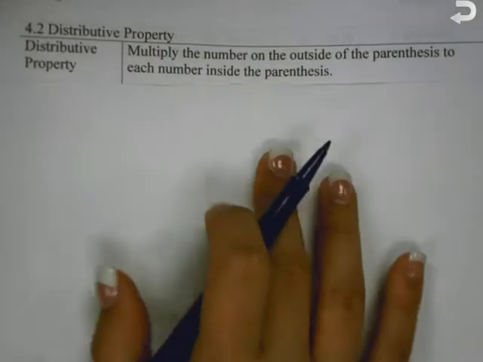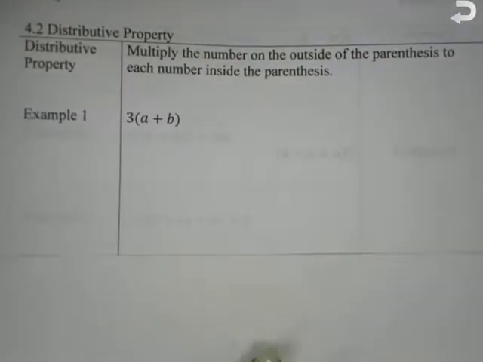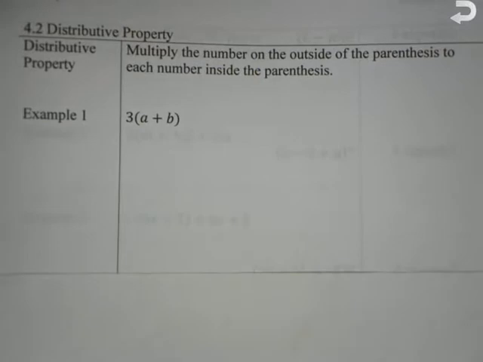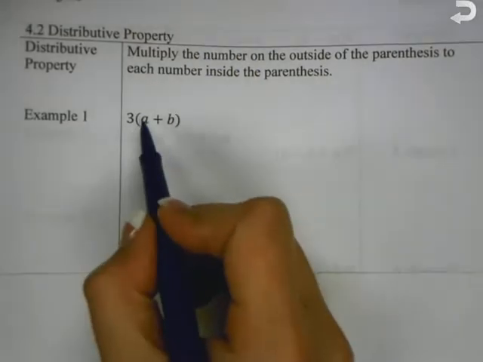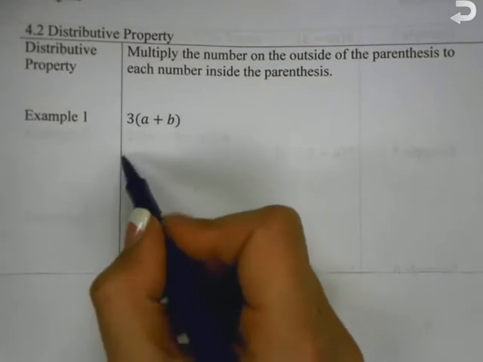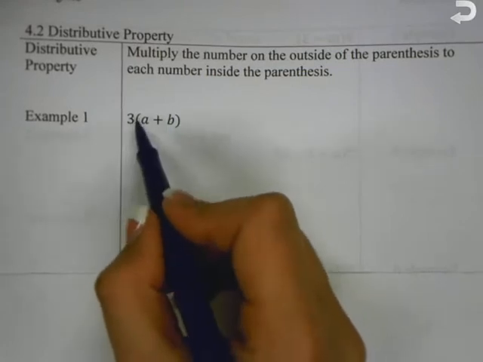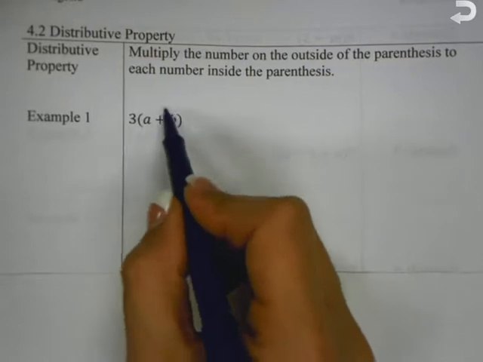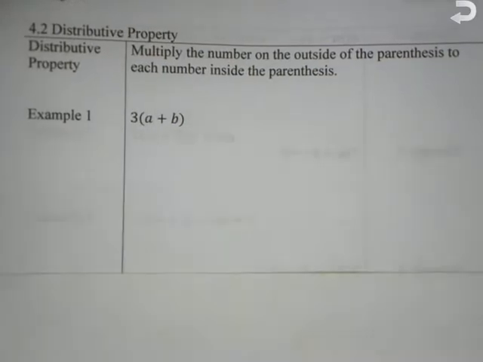Let's do some examples. Very easy. So example 1, guys. 3 times a plus b. Now this is exactly what I mean. We have a number on the outside of the parentheses and some numbers on the inside of the parentheses. So we need to do what is called distributing the 3.